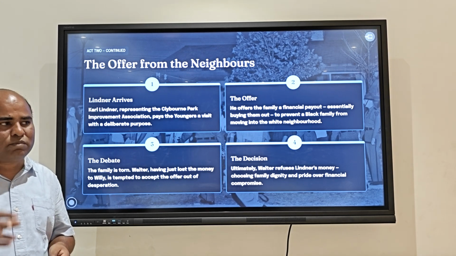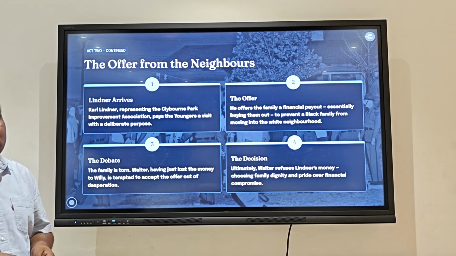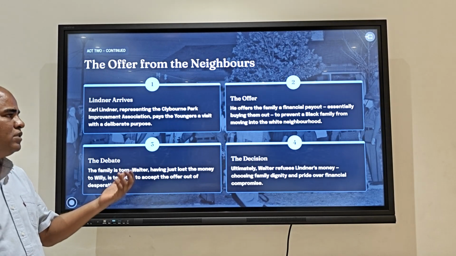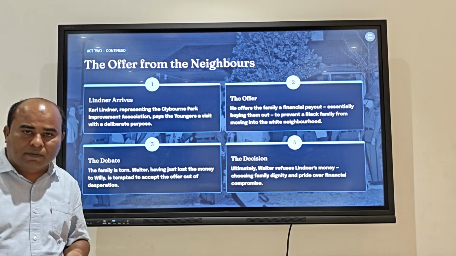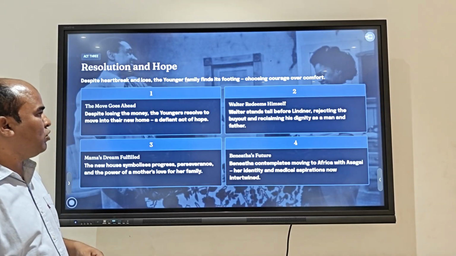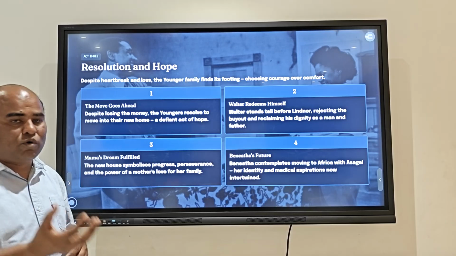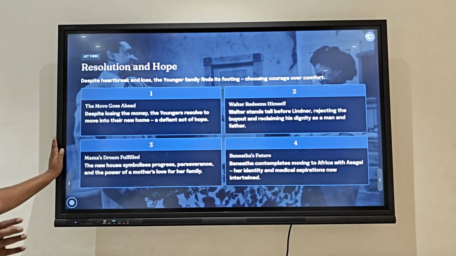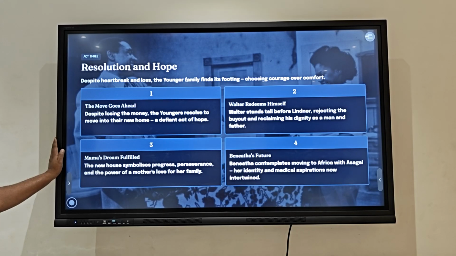Now this choice made by Walter is a key moment in the play, which talks about the politics of the play and some of the important ideas which are associated with this play. Now the resolution on the whole: despite the heartbreak and loss, the Younger family finds its footing. They choose courage over comfort.